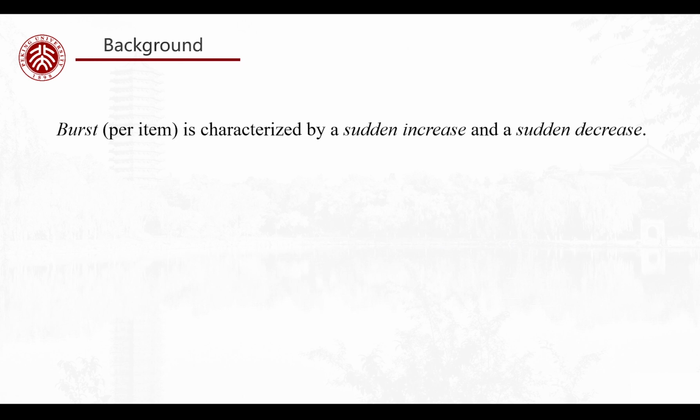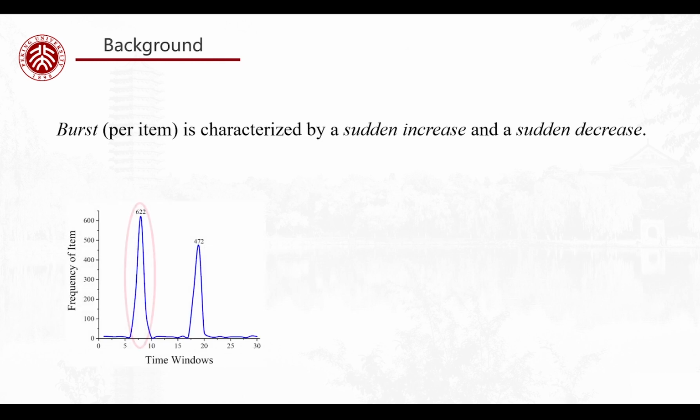Our target, burst, is a common pattern in data streams, which is characterized by a certain increase in terms of arrival rate followed by a certain decrease of a distinct item. Let's see an example. These two patterns are bursts. We can see the number of these items first increase sharply and then decrease sharply.